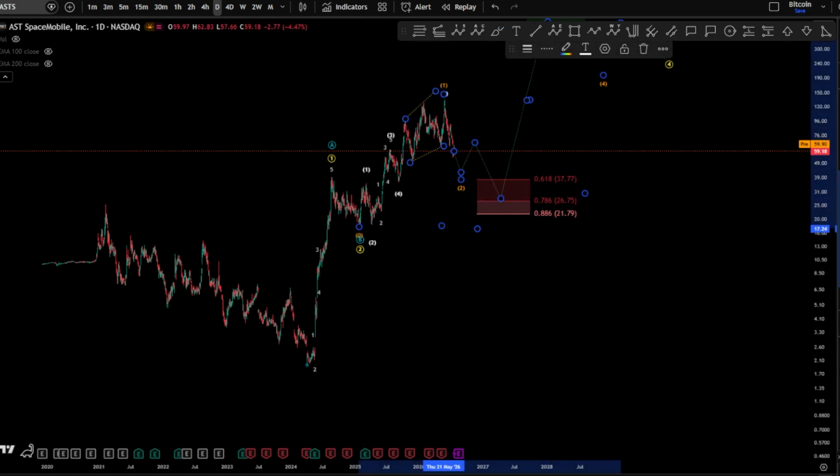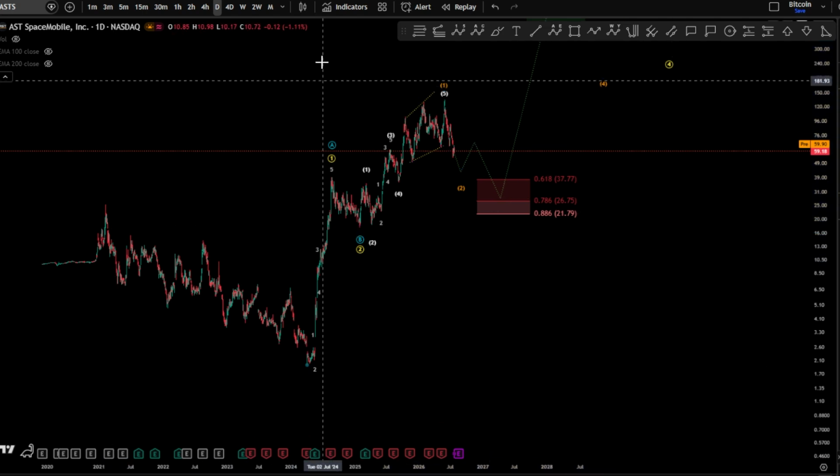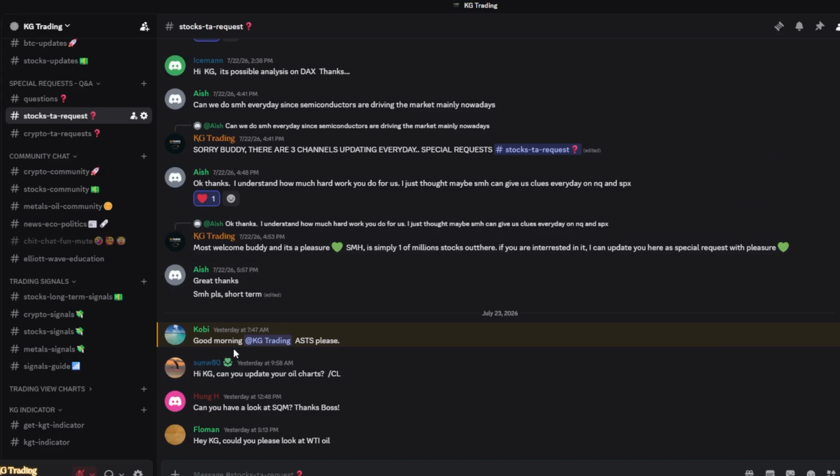So that was it for the SPACEMOBILE. We have from Kobe, welcome Kobe. Sun WAT, all right. We have the crude oil or oil chart based on CL.